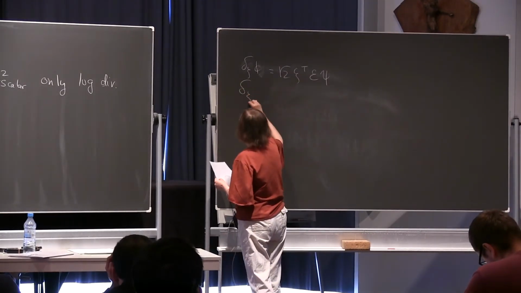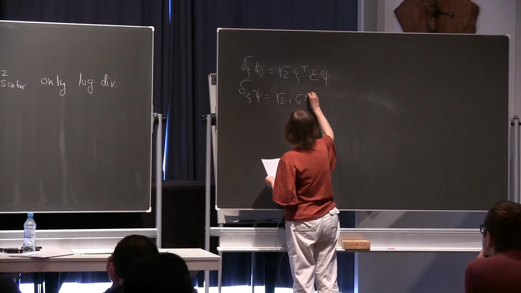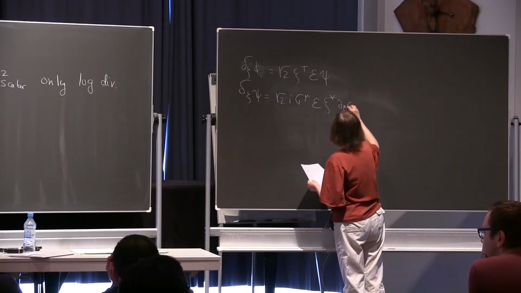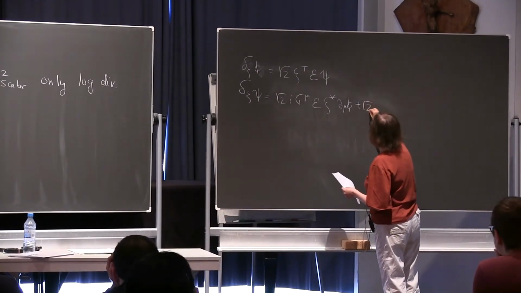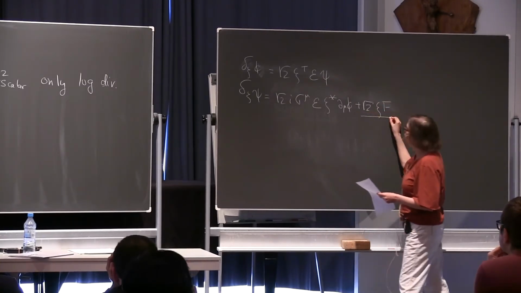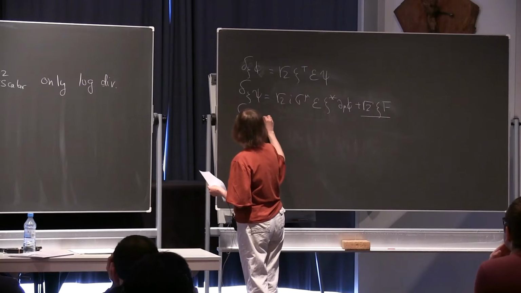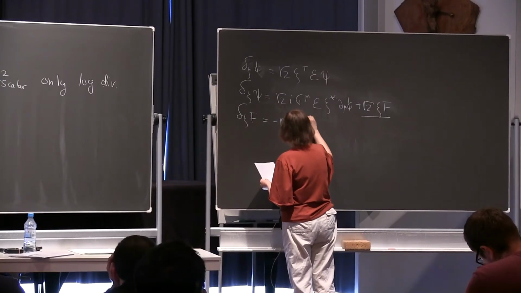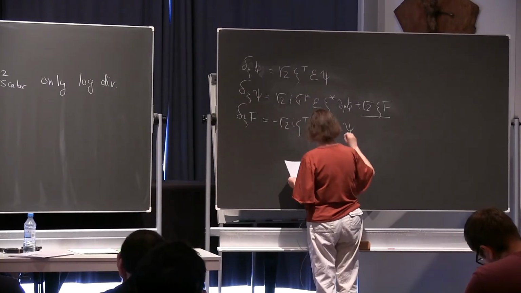Then we have delta xi of psi, which is square root of 2 i sigma mu epsilon psi star d mu phi. Again, the same thing that we had before, but now we add another thing, which is square root of 2 xi f. So this is the new part in the story. And then we have to include the transformation on f, which is minus square root of 2 i psi t sigma bar mu d mu psi.